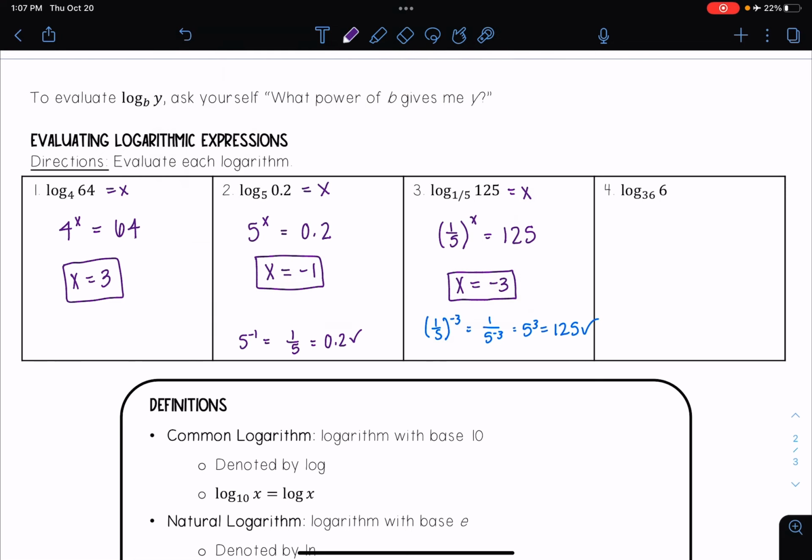Okay, and then the last one I have is log base 36 of 6. I'm setting that equal to x. So here again, I'm asking myself, what power of b, so 36, is equal to y, which is 6? What power of 36 gets me 6? Well, I know that 6 squared gets me 36, so that means x here is going to equal 1/2, because I know the square root of 36 gets me 6.